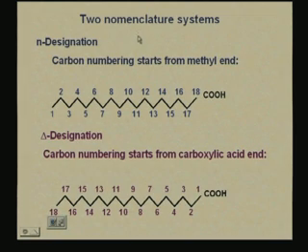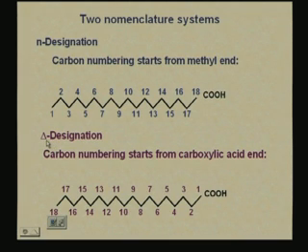Now, the nomenclature of fatty acids actually follows two types. One is called the N designation, another is called the delta designation. In the N designation, as you can straight away see, the numbering is from the extreme end away from the carboxylic acid group. So, in this case the number is from here 1, 2, 3, 4 and so on and so forth. For the delta designation, the numbering begins from the carboxylic acid end, and it is this designation that we will be using, the delta designation.